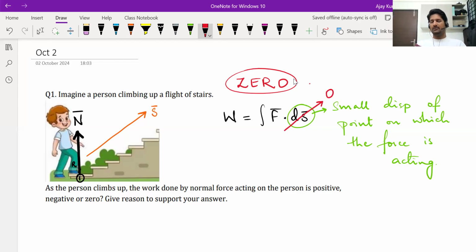Okay, think carefully. When normal force is acting, the foot is not moving. When you lift your foot off the step, you move it forward. But at that time normal force won't be acting, no? Normal force acts when the foot is on the step, and at that time the foot is not moving. Are you all convinced with this or not?